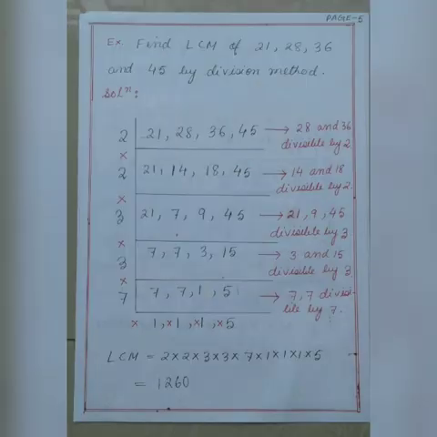Let us check with another example so that your concept is clear. Find the LCM of 21, 28, 36 and 45 by division method. So I have written 21, 28, 36 and 45 separated by commas in one row.